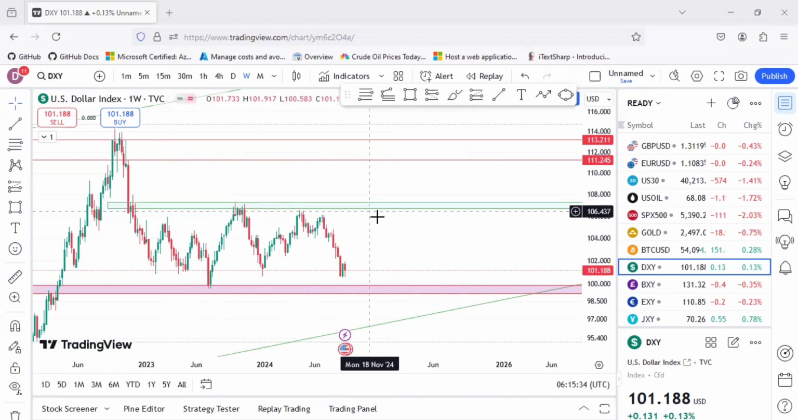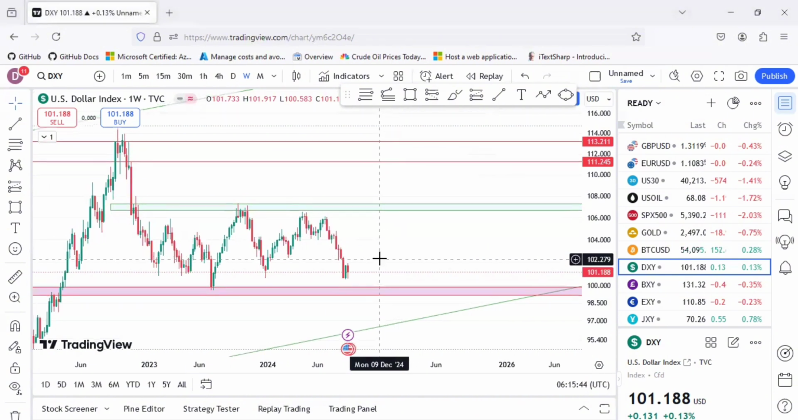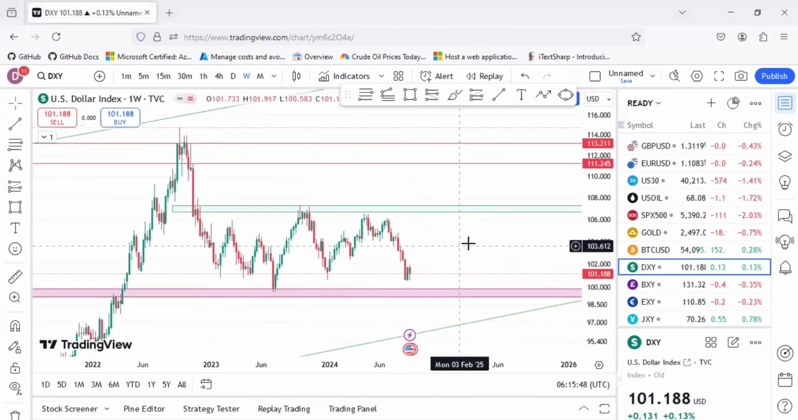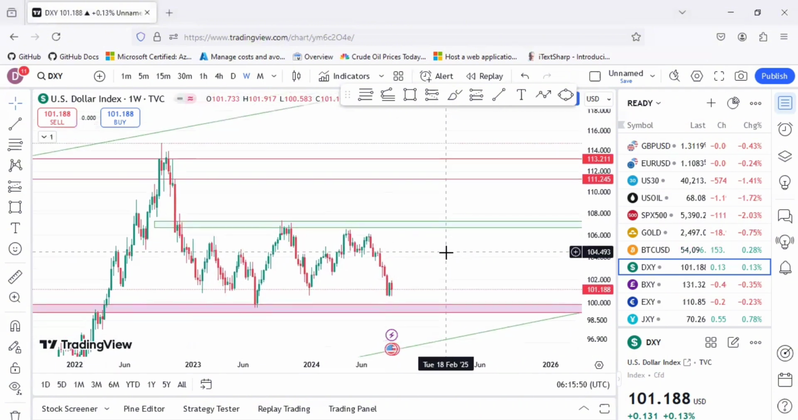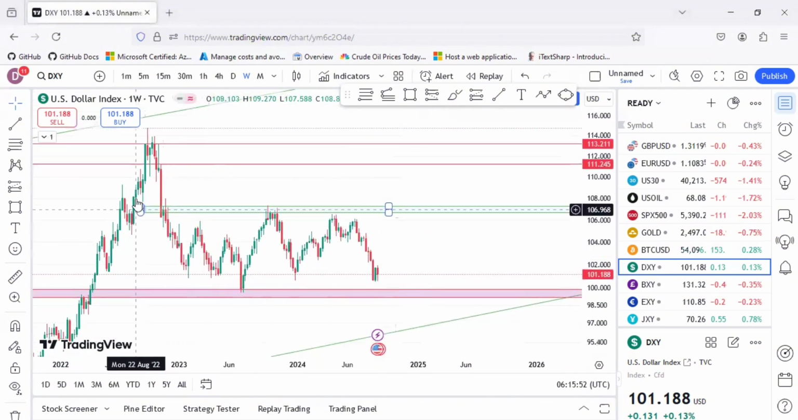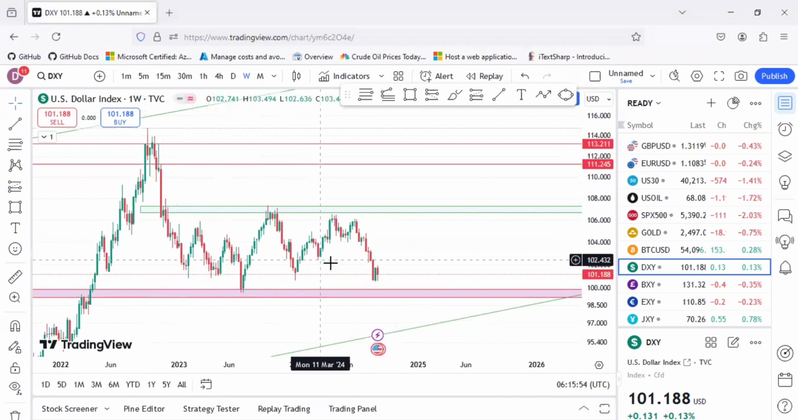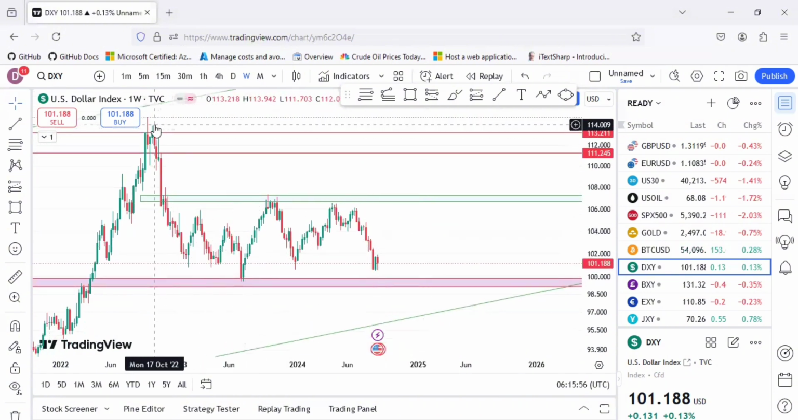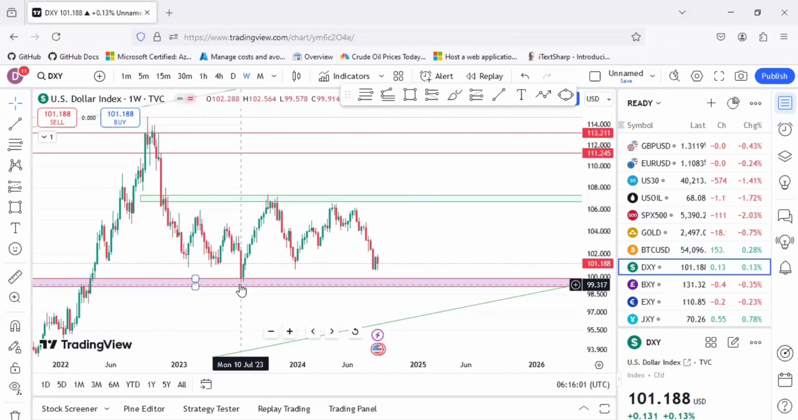So now this is my DXY right now. This is what we use to measure the direction of the USD pairs. If you look at my screen now, I'm on the weekly time frame. And if you look at this DXY, you will see that it is stuck in a range. We have the high here, and we have the low here.